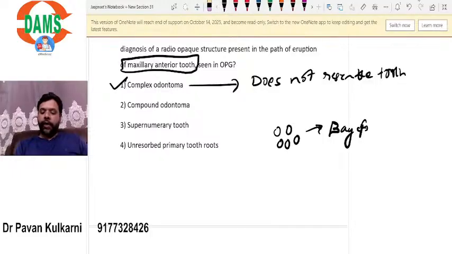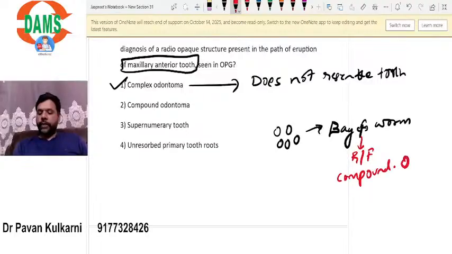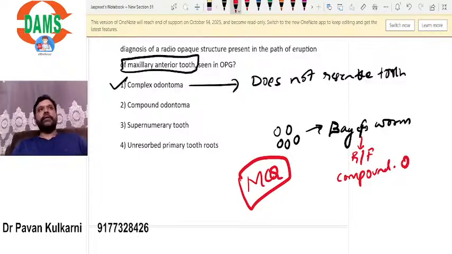Where do you see bag of worm appearance? Bag of worm appearance on radiograph. This is the radiographic feature of particularly the compound odontome. Please remember, compound odontome has got a radiographic feature called as a bag of worm. This is a classical MCQ that is very frequently asked. Bag of worm is a radiographic feature of compound odontome where multiple small radio opacities are seen in the anterior maxilla.